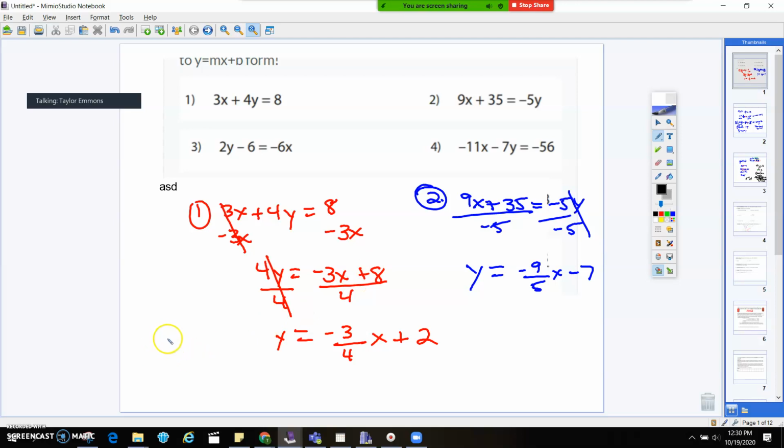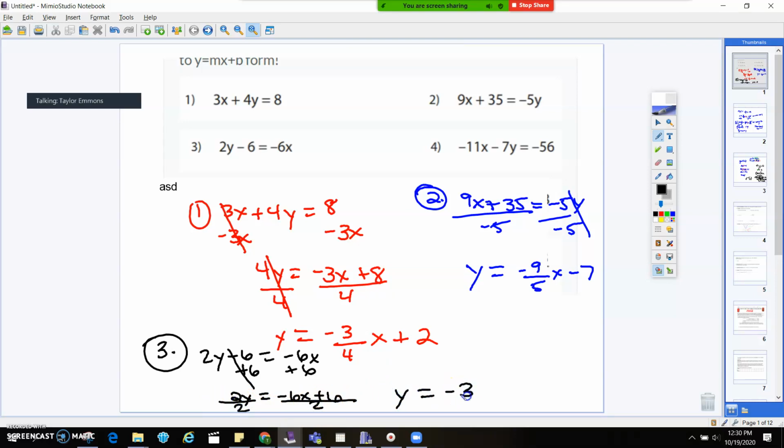On number 3, then we're trying to get y by itself, so we're going to add 6 to both sides, and that's going to give me 2y equals negative 6x plus 6. We're going to divide by 2 on both sides, and so y is going to equal negative 3x plus 3.